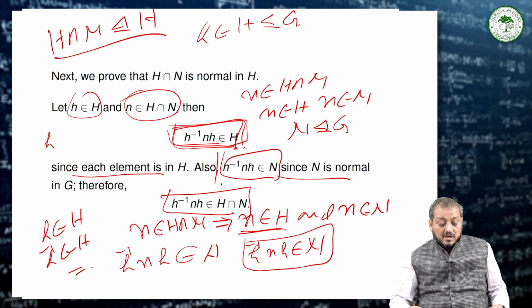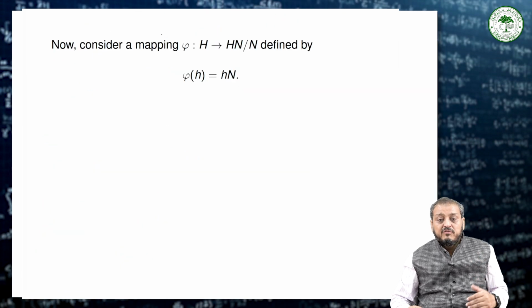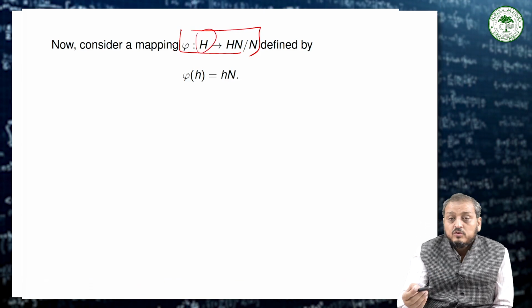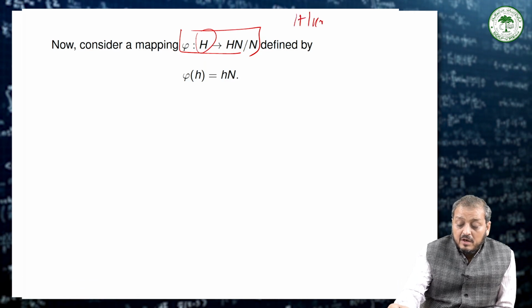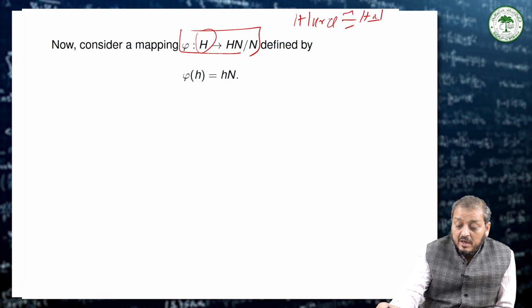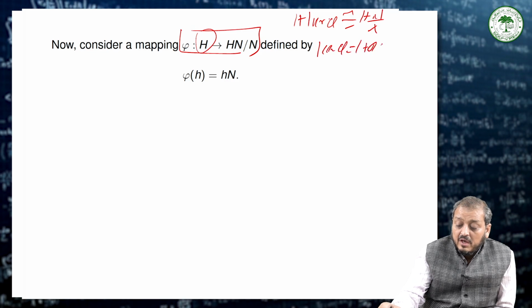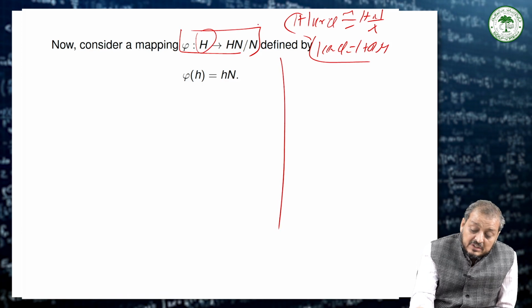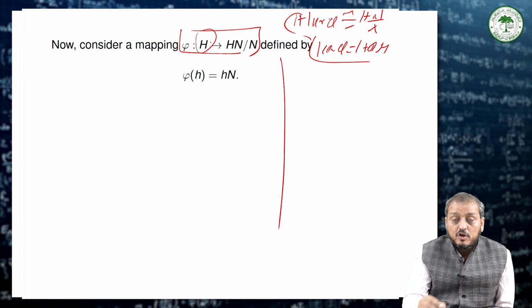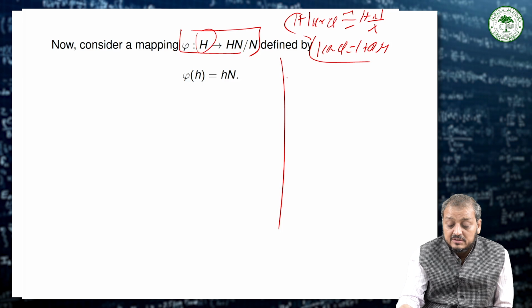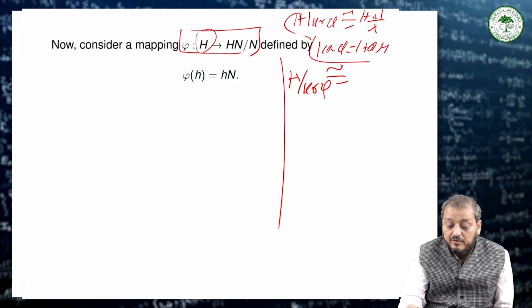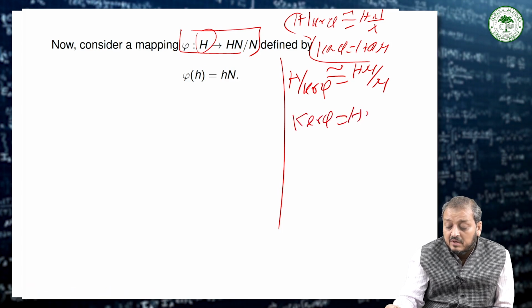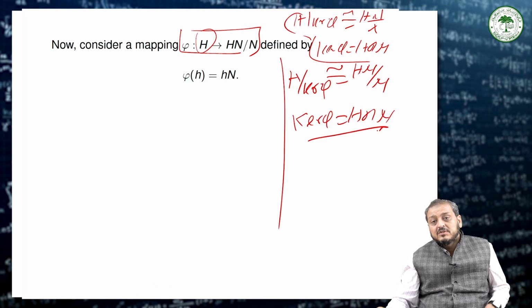Now our next job is to construct a bijective mapping from H to HN over N. If we define it this way, then using the first fundamental theorem of isomorphism, we say that H upon kernel of phi is isomorphic to HN upon N, and then we have to show that this kernel of phi is equal to H intersection N. So we have to define a mapping from H to HN over N, and if it is a surjective homomorphism, then by the first theorem of isomorphism, H over kernel of phi is isomorphic to HN over N. Our objective is to show that the kernel of phi is equal to H intersection N, because H intersection N is a normal subgroup and the kernel of phi is always normal.